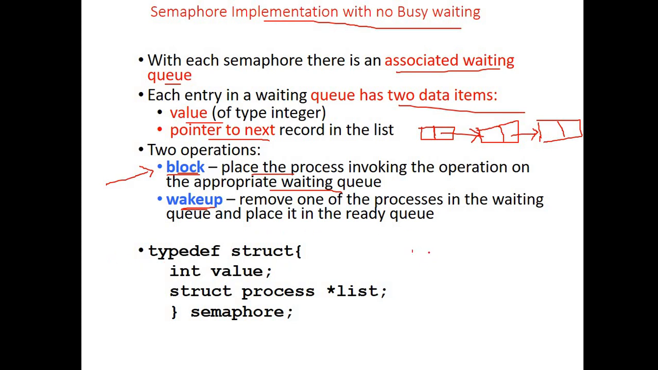The implementation of this semaphore is done by making use of a linked list. Each node is defined as a structure. The definition of the structure is like this. It has two elements. One is an integer variable value. The next one is a pointer to the next element in the list. So this is the structure definition for the semaphore variable.